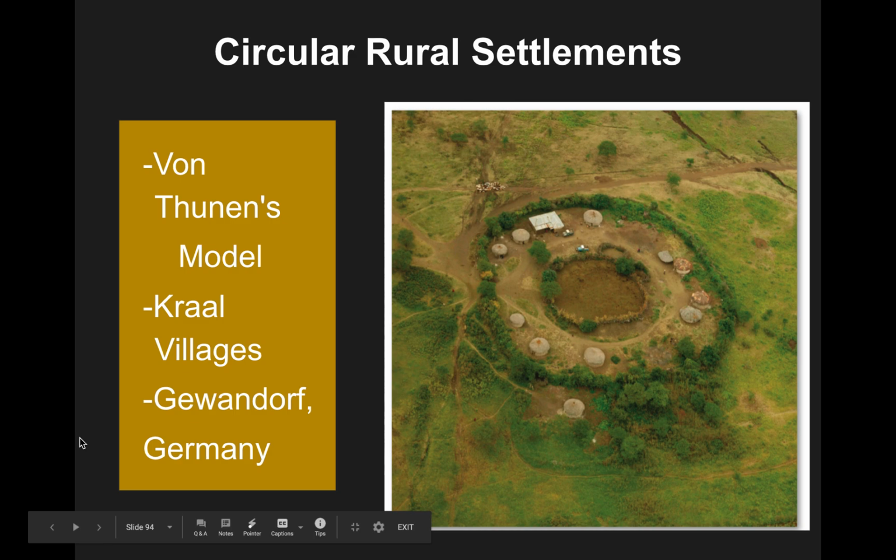We look at von Thunen's model. It's very similar. So you have concentric rings. When we look at the Kraal village, these are pastoral nomads in sub-Saharan Africa. They're known as the Maasai people. The Kraal villages have enclosures for livestock in the center, surrounded by a ring of houses on the outside, as you can see right here. This is, again, very similar to von Thunen's circular pattern that he proposed in Germany in the mid-1800s.